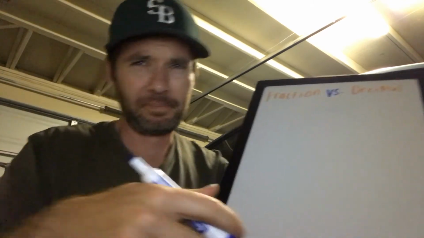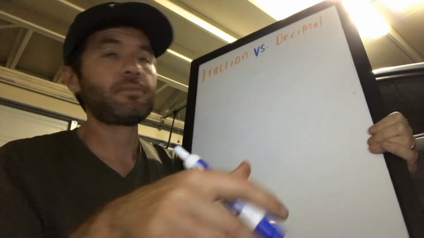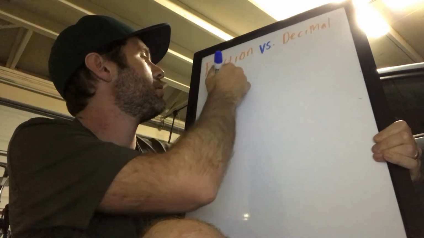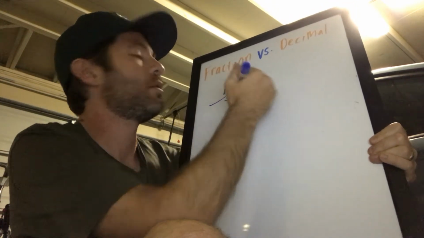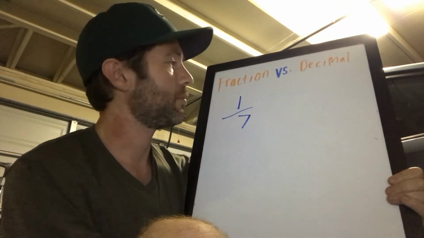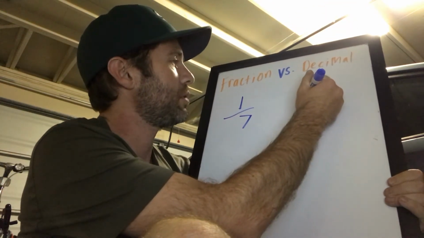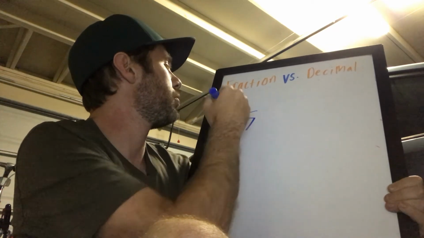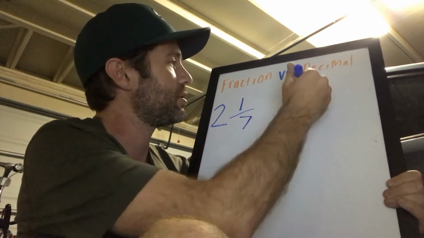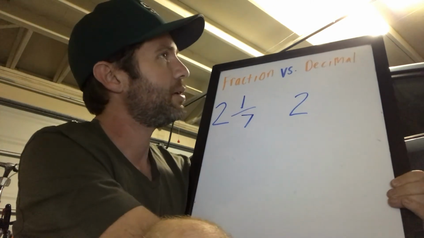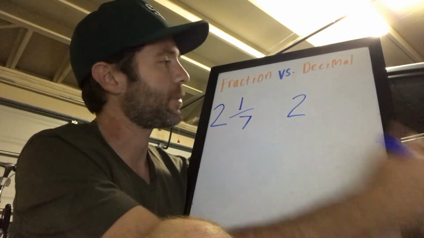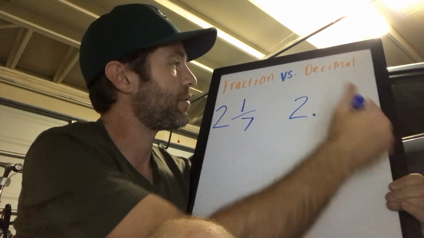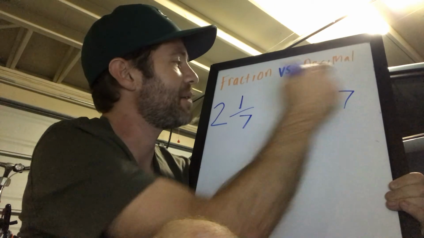Okay. The second one. Let's go with 1/7 versus, actually, you know what we'll do? Let's make this 2 and 1/7 versus 2.17. So I've got all the same digits here, okay?